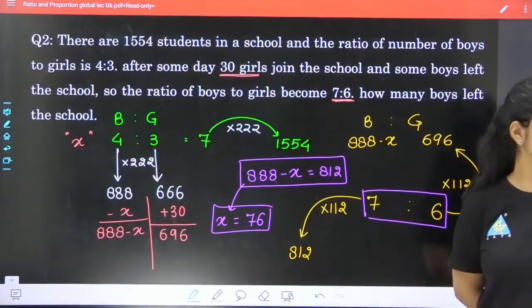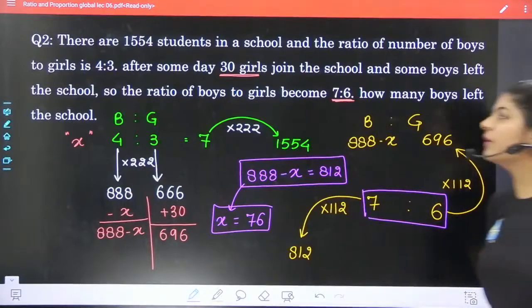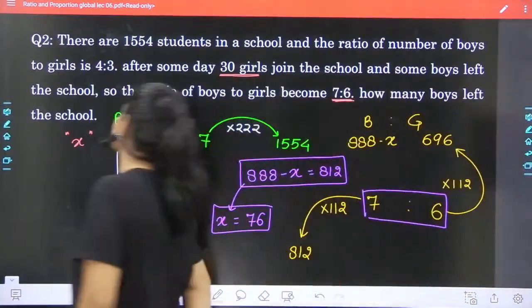Is it clear? Is it clear to everyone? How do we calculate this question?